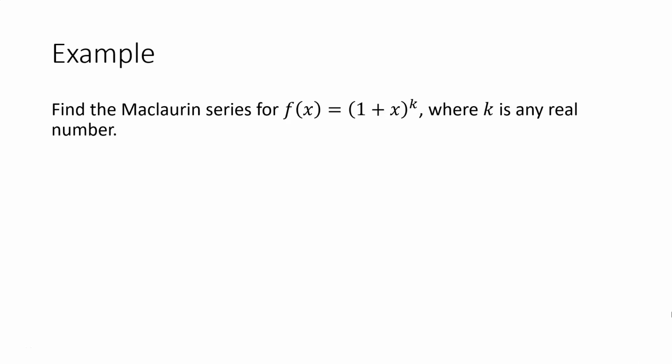In this next example, we'll consider the Maclaurin series for functions of the form 1 plus x to the power of k, where k can be any real number. So like usual, what we'll do is try and find the coefficients of our Maclaurin series, which again are going to be the derivatives of our function evaluated at 0. So we can fill in this formula like we've done in the other examples.